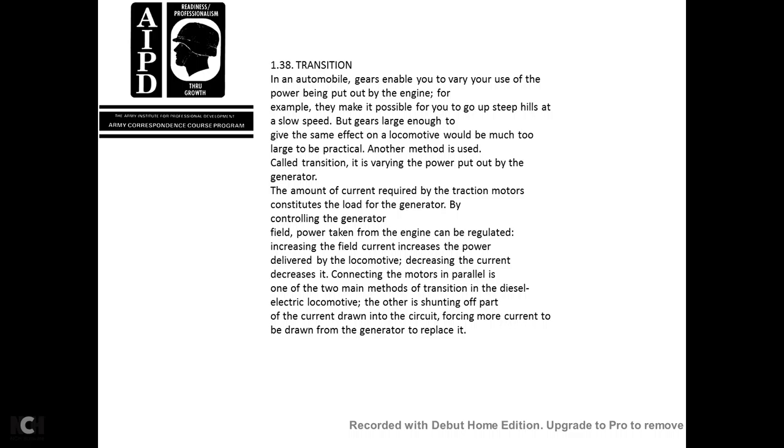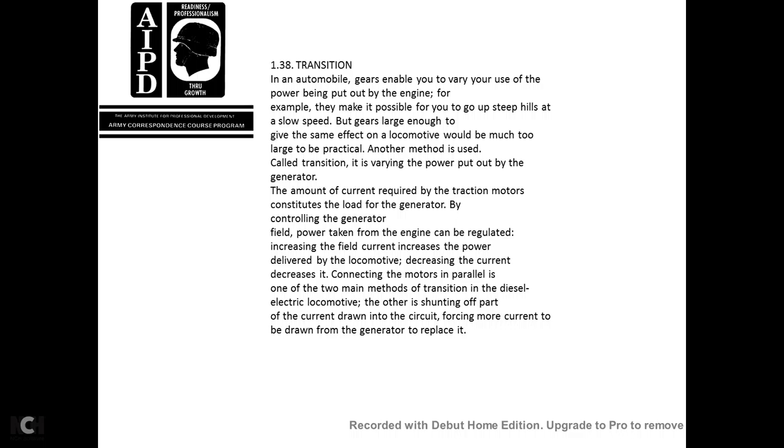Another method of transition is varying the power put out by the generator. The amount of current required for the traction motor constitutes the load for the generator. By controlling the generator field, the power taken from the engine can be regulated. Increasing the field current increases the power delivered to the locomotive. Decreasing the current decreases it.